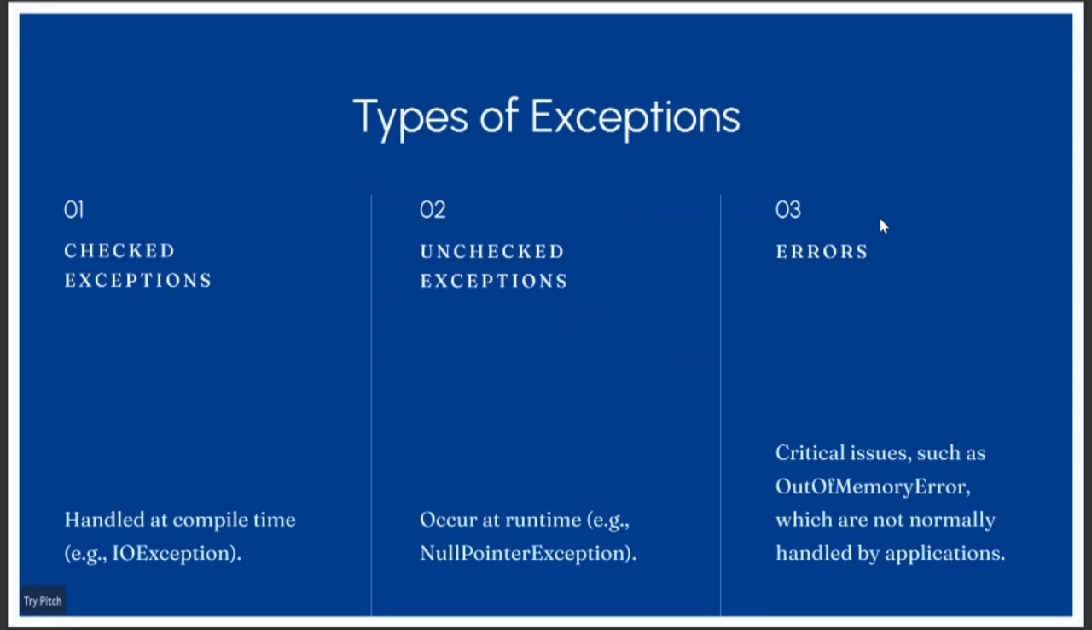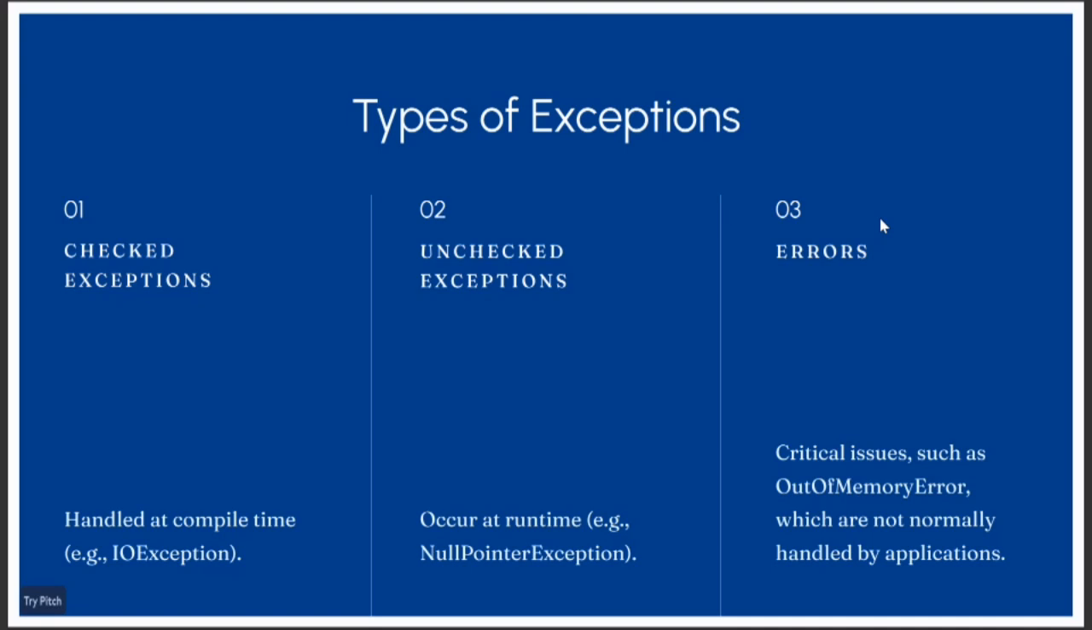Types of exceptions. There are three main types of exceptions in Java. Checked exceptions. These are checked by the compiler, meaning you must handle them in your code. Example: IOException or SQLException. Unchecked exceptions. These occur at runtime and don't require explicit handling. Examples include NullPointerException and ArithmeticException. Error. These are serious issues beyond the application's control, like OutOfMemoryError. These cannot be handled normally and usually indicate a serious problem.